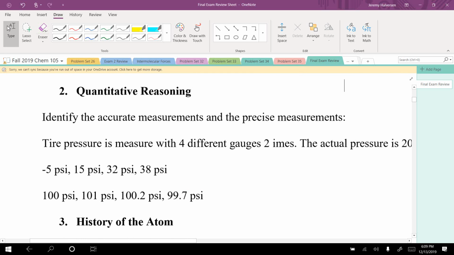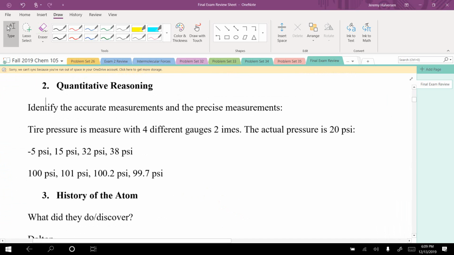Okay. Quantitative reasoning, I don't even know what that means other than simple math stuff, but it was the name of the thing on the study guide. So if tire pressure is measured with four different gauges twice, and the actual pressure is 20 psi, we want to know if these are accurate or precise, or both, or neither. Okay, so maybe take 10 seconds. You're allowed to talk. Ready, go.